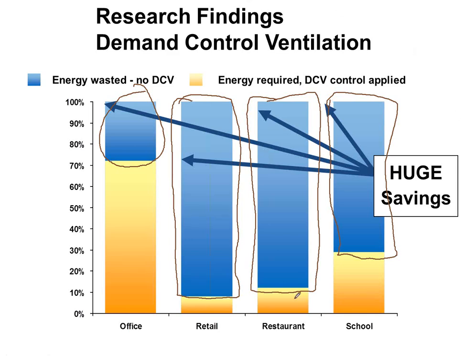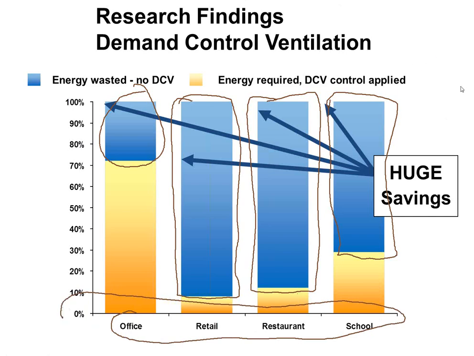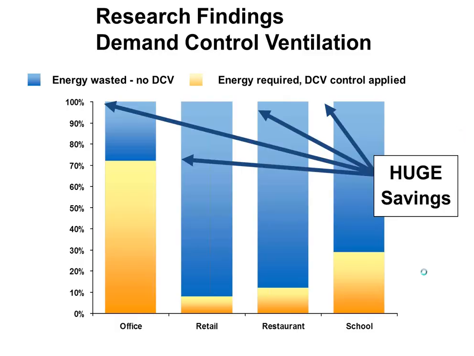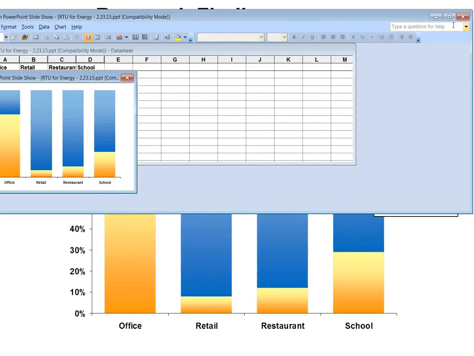So these places that have these four main types of places, and a few others I'll show you in a little bit, that have a large quantity of people coming and going and moving around, those are really the best ones for DCV, because DCV tracks people. That's really what it does.